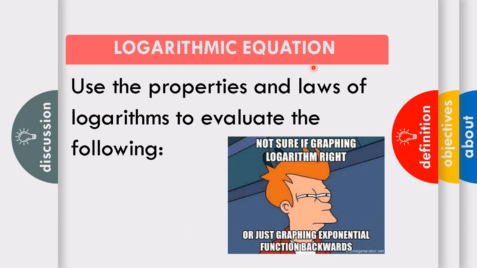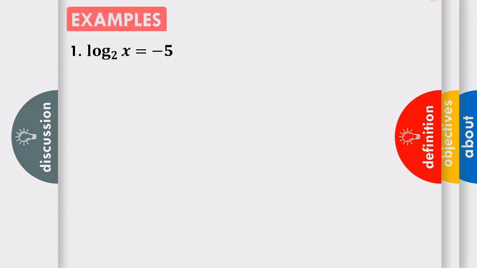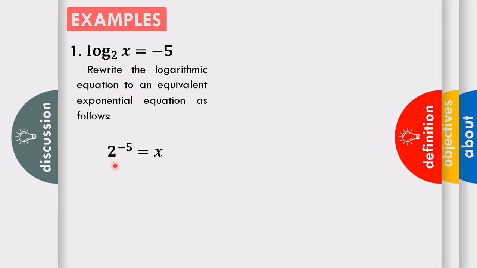So next is logarithmic equation. Use the properties and laws of logarithm to evaluate the following. Okay, so we will apply all the properties and laws that we discussed a while ago. So first one, we have the logarithm of x to the base 2 is equal to negative 5. Okay, so the first thing to do is we will change this one into an exponential form. So we have 2 raised to negative 5 equals x. Then solve: 2 raised to negative 5 is 1 over 2 raised to 5, which is x equals 1 over 32.